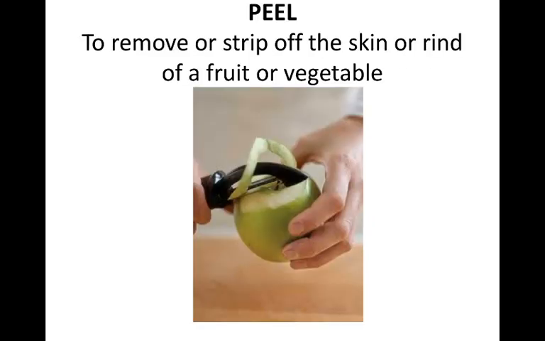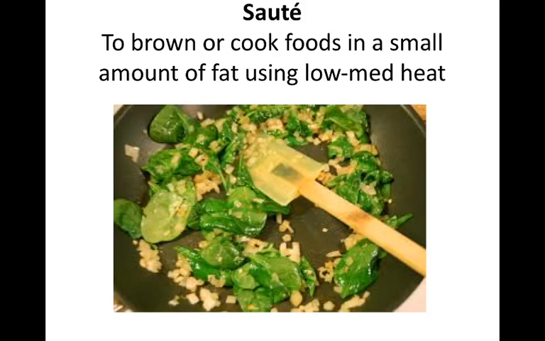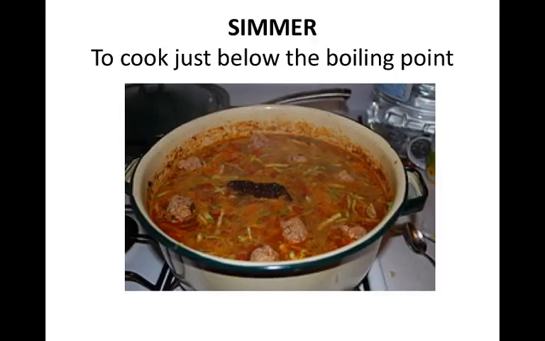Peel. This is removing that skin or rind off of a fruit or a vegetable. Saute. This is to brown or cook your food in a small amount of fat using low to medium heat. So make sure that you write down the low to medium heat, because if you do high heat, you're not sauteing anymore. Simmer, cooking right below the boiling point.